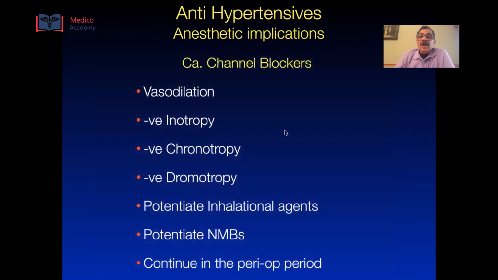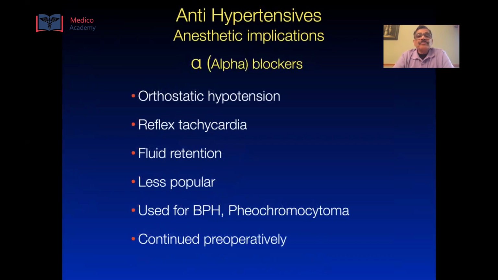So calcium channel blockers, depending upon what agent the patient is on, are vasodilators, can cause negative inotropy, negative chronotropy and dromotropy, and they also potentiate the effects of inhalational agents. And we know the neuromuscular junction is dependent on calcium release. So when we are using these agents, they can potentiate neuromuscular blockade, something to be aware of. And these drugs should also be given in the morning of surgery with sips of water.